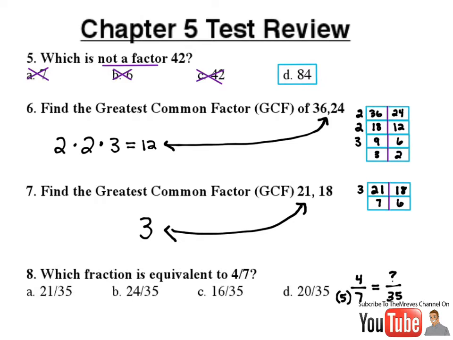And whatever we do to the bottom of the fraction, we got to do to the top. So if I times the bottom by 5, I got to times the top by 5. And so 5 times 4 is 20. So that missing spot is 20. So we can go ahead and find 20 35ths, which is D. Oops, wrong one. There we are. So that's that section. Okay, let's go to the next page.